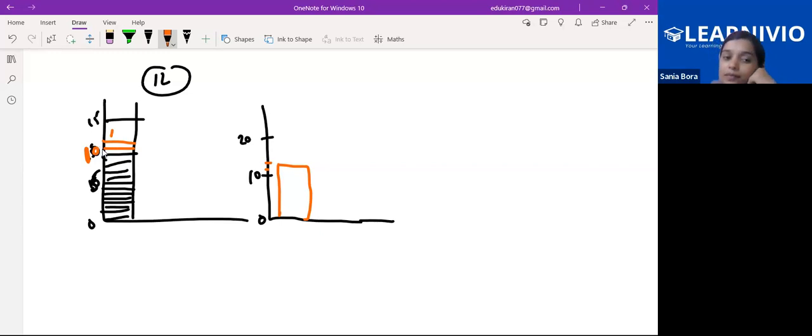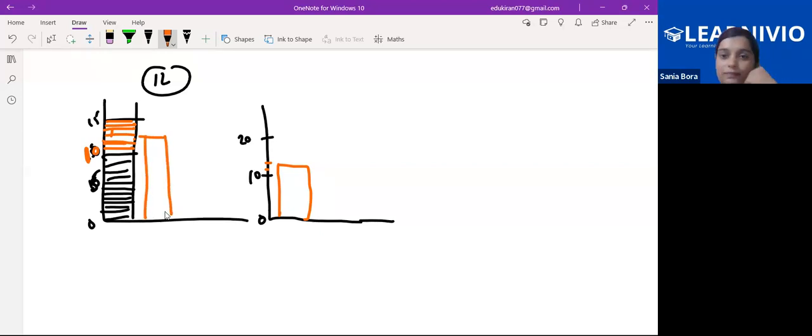Clear? After 10, 11, 12, 13, 14, so only 4 lines are going to be there. But in the graph, there will be 10 lines. You can't change the graph. So that's why one car would be for 2 marks. So if you have to represent 12, you will count 1, 2, 3, 4. 4 lines would be representing 12. Clear?